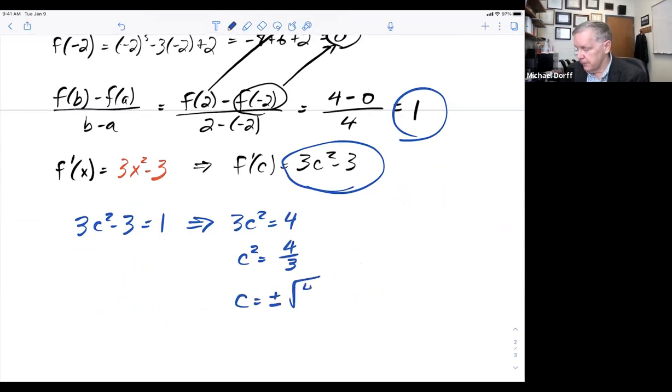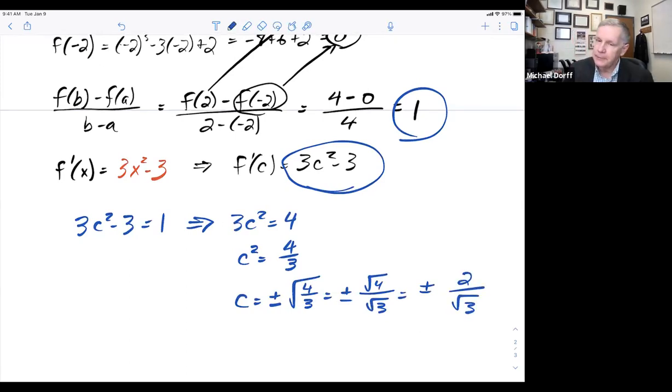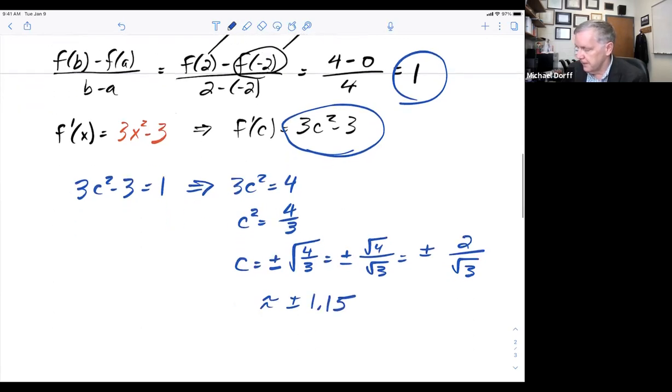the square root of 4/3, which is the same thing as plus or minus the square root of 4 over the square root of 3, which is the same thing as plus or minus 2 over the square root of 3. I can leave the square root in the denominator. I don't need to get rid of it. And this is approximately equal to plus or minus 1.15. But I'll leave this as my answer.